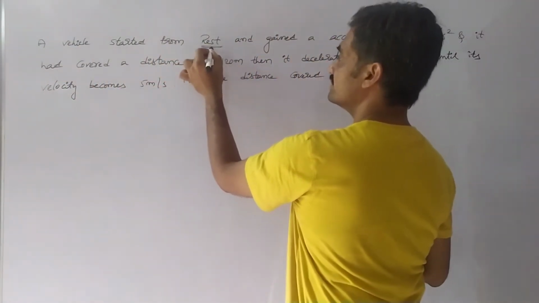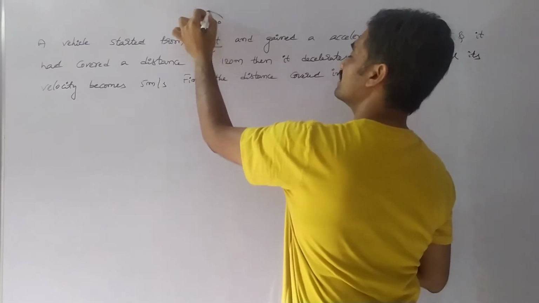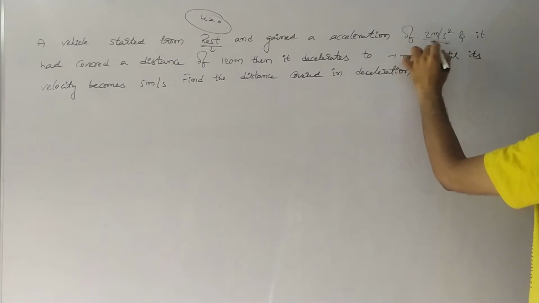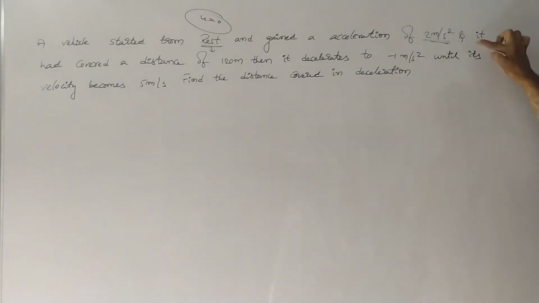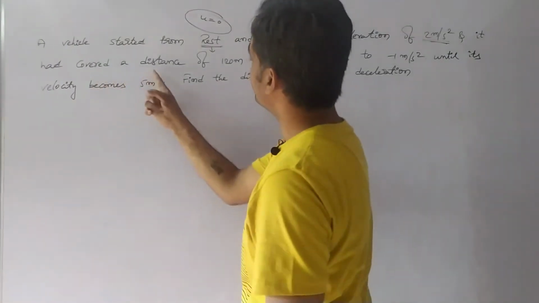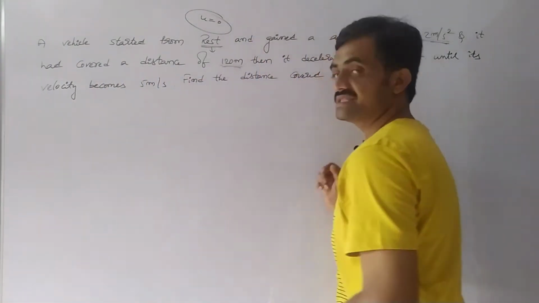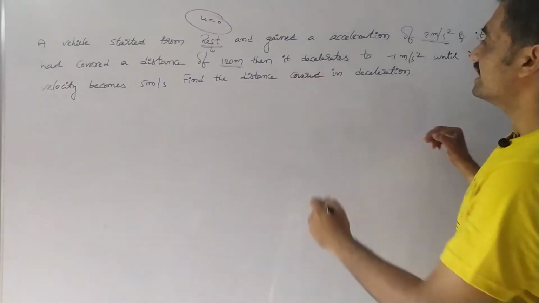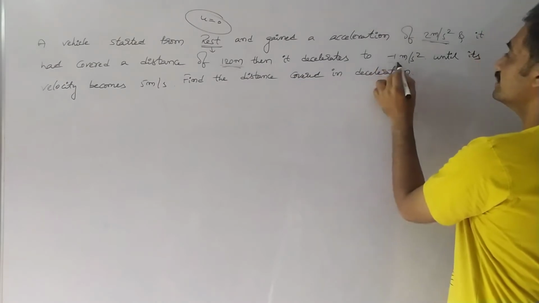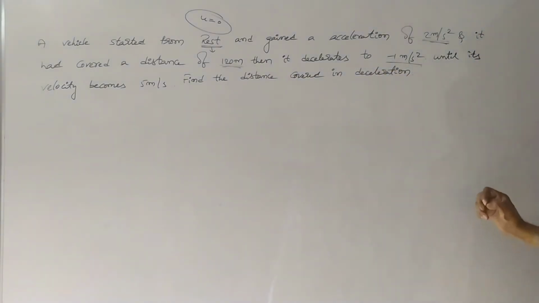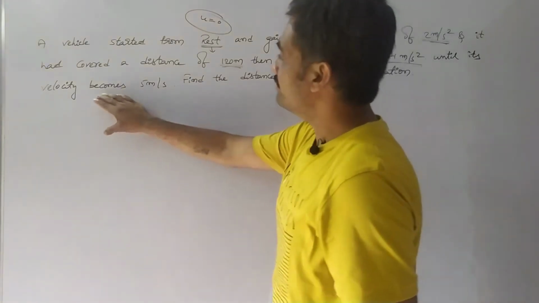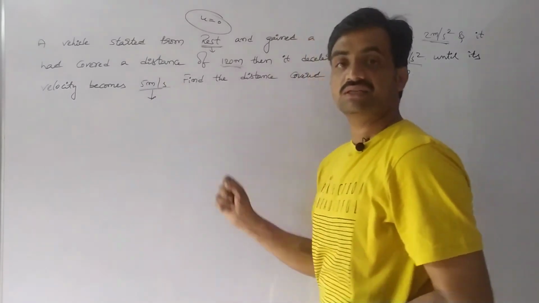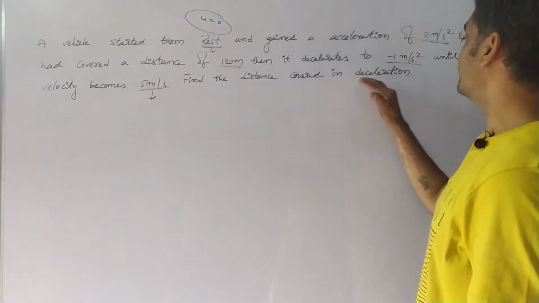Now the next problem: a vehicle started from rest position, so we can consider the initial velocity as 0, and gained an acceleration of 2 meter per second square, and it covered a distance of 120 meter in the case of acceleration. After that it starts decelerating, at minus 1 meter per second square, until its velocity becomes 5 meter per second. In the second case its final velocity is 5 meter per second. Find the distance covered in deceleration.